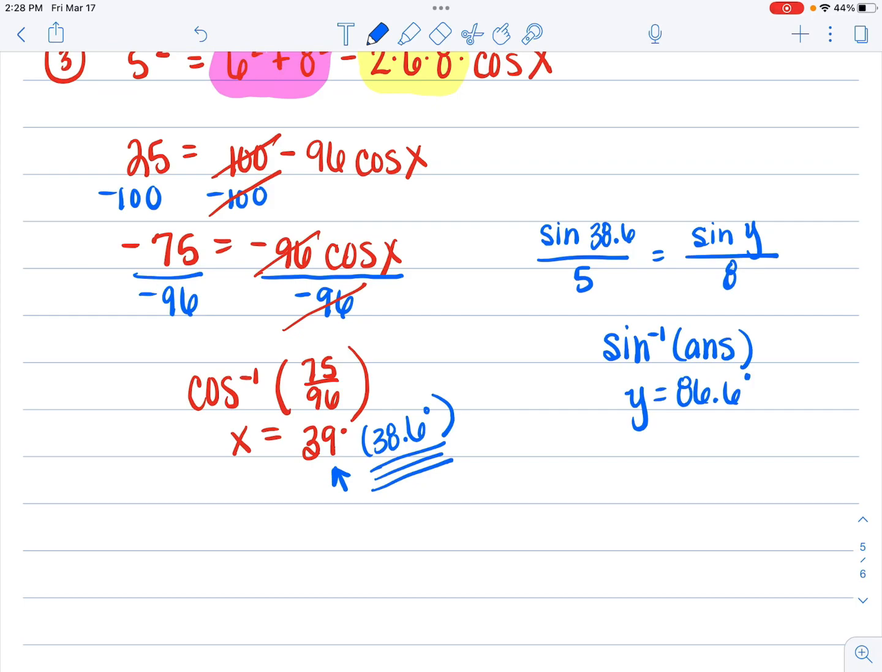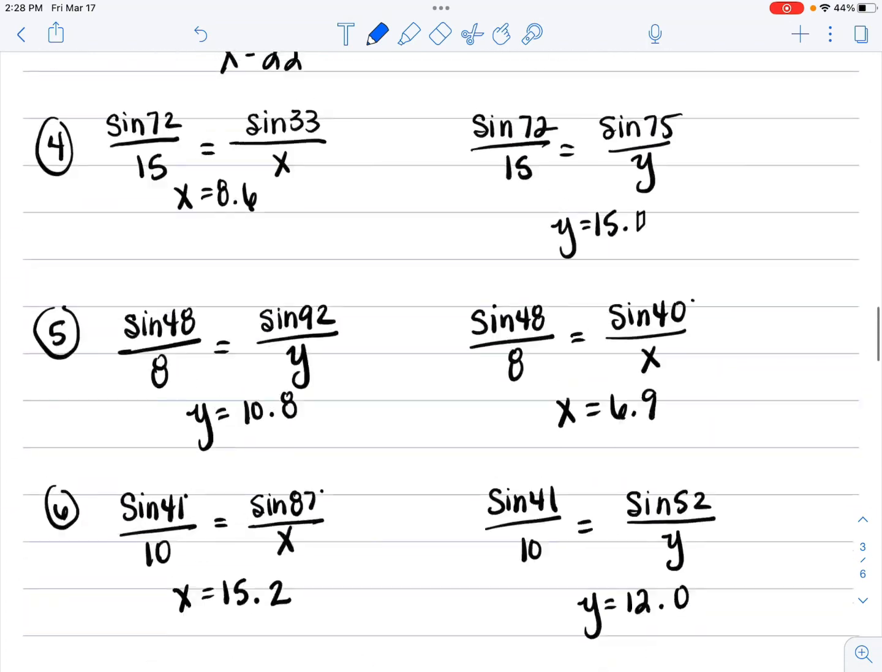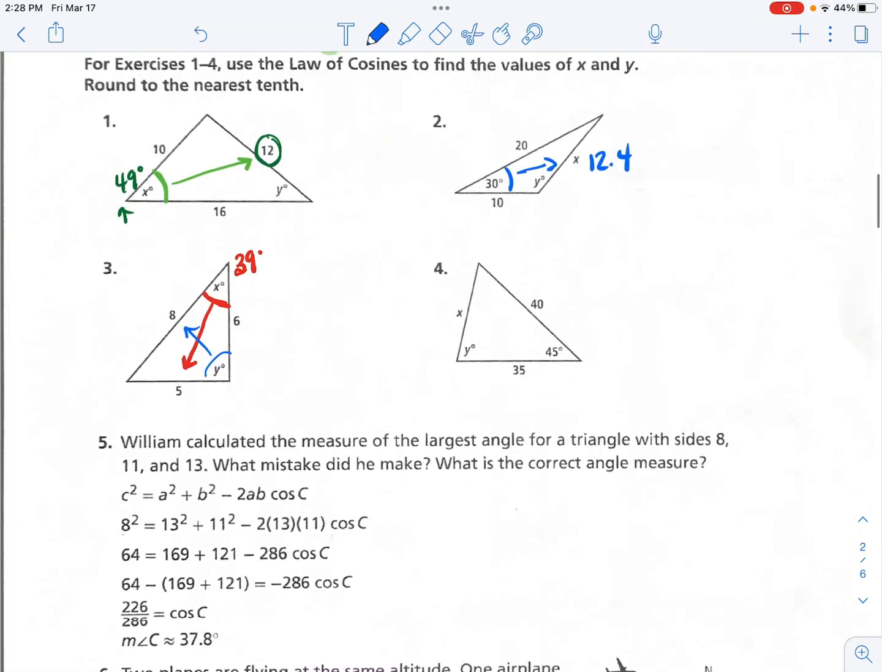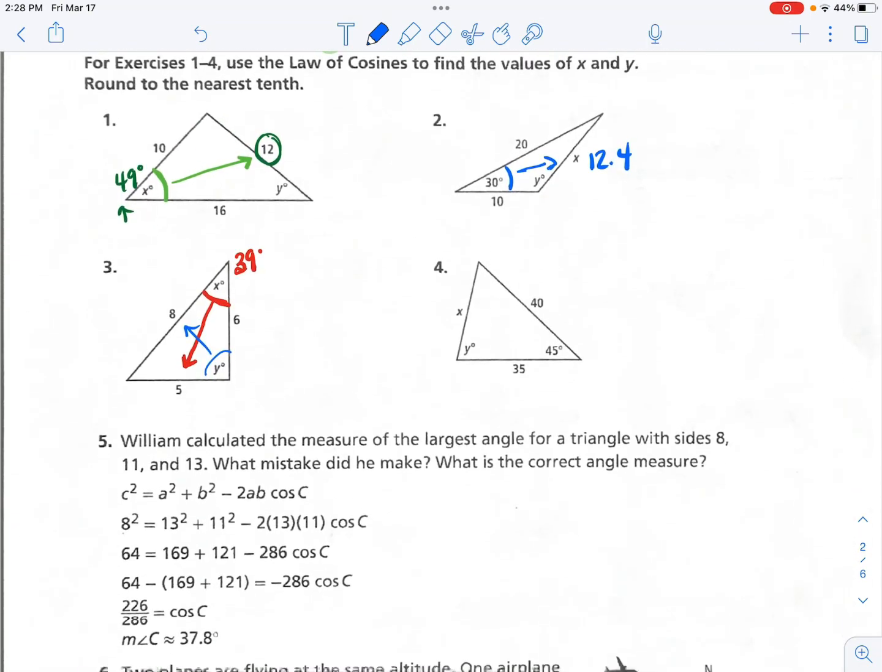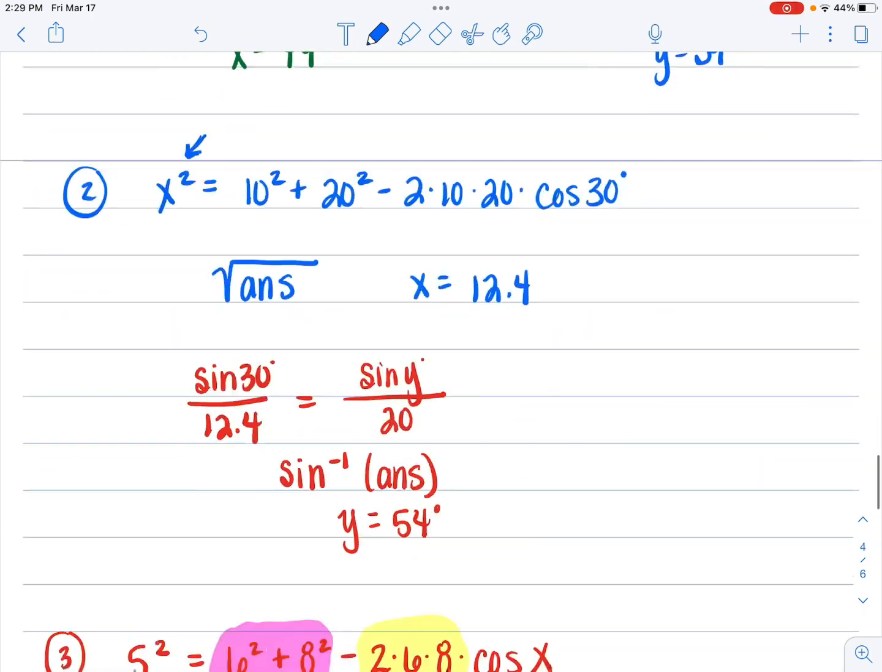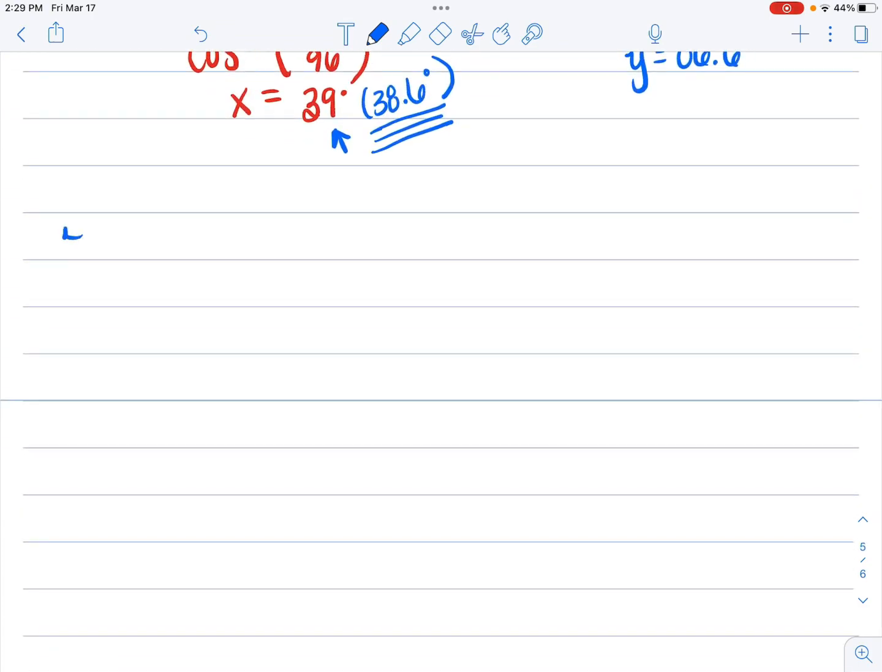So that's number 3. Number 4 is a lot like number 2, in that I'm asked for a side and an angle. So I'm going to find the side first, right? I can see here is x. I can see that it's across from the 45. So I know that I'm good to go. So I'm going to come on down here and do number 4. Wow, I went way far down, didn't I?